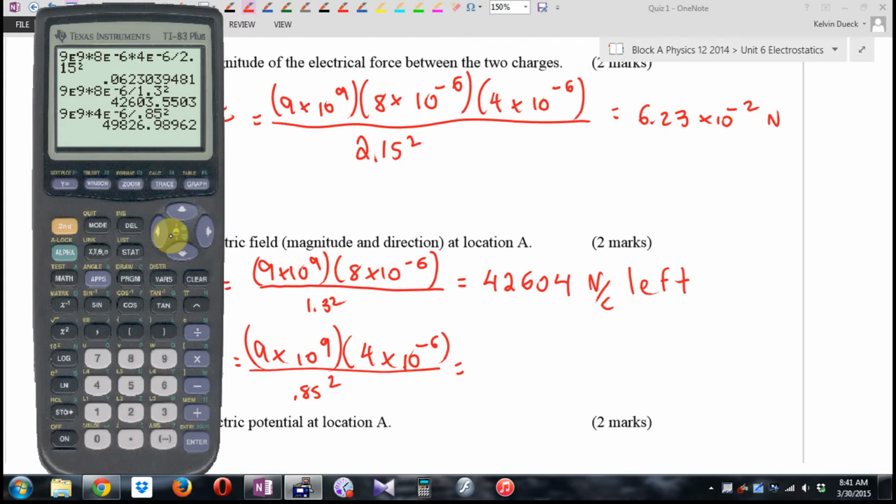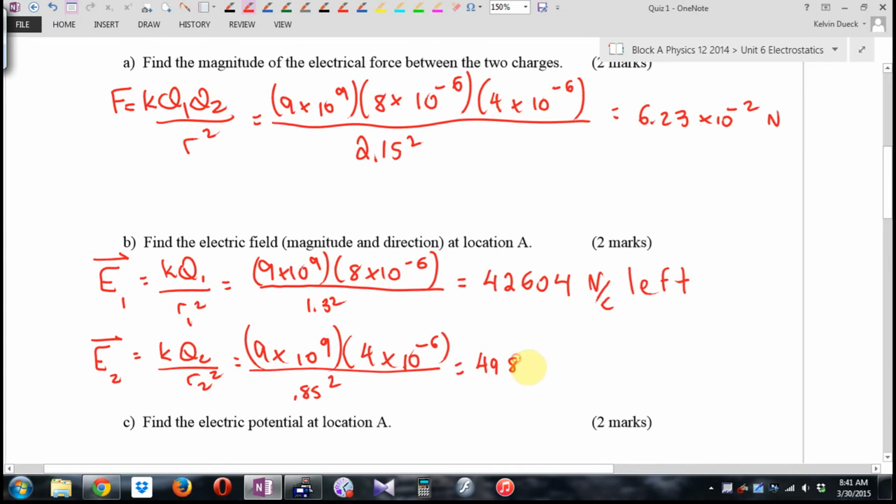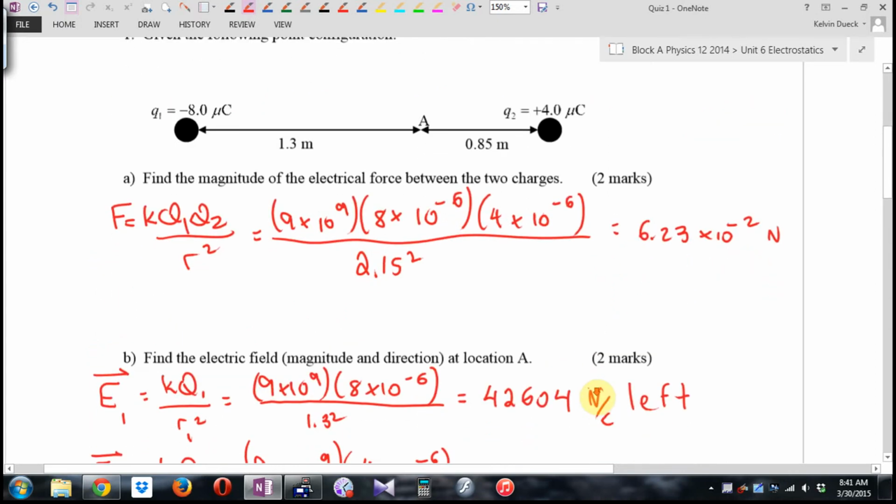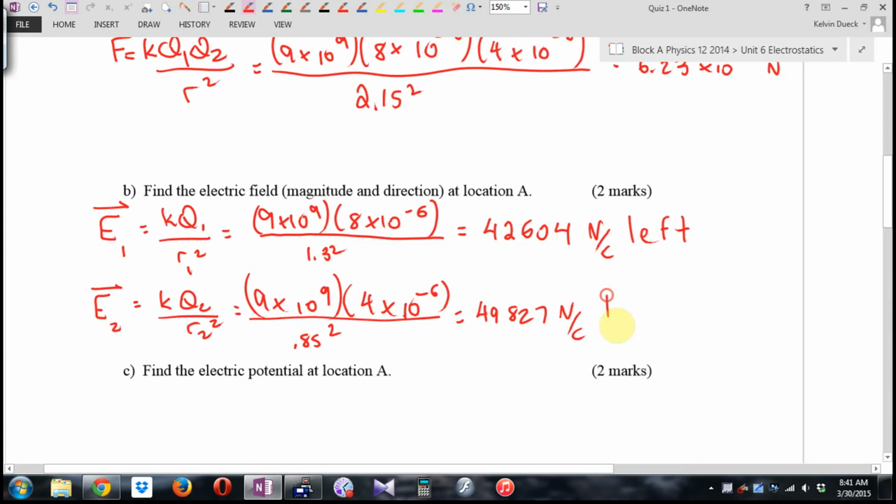$49,827. I made these numbers up, so they're not going to work out nice, but they're in the thousands, which we said most electric fields are. 49,827 newtons per Coulomb. Which way? Also to the left. So the net electric field, can I fit that in right there?